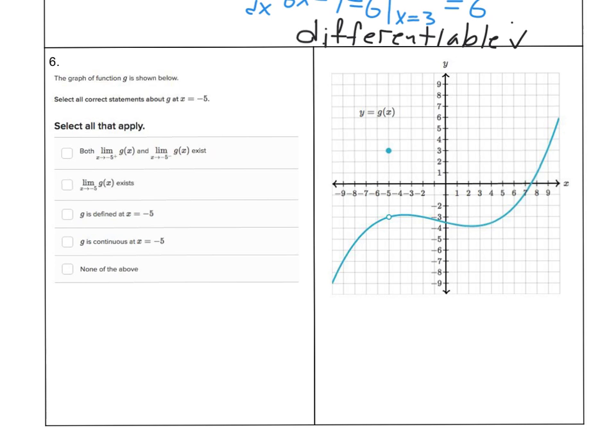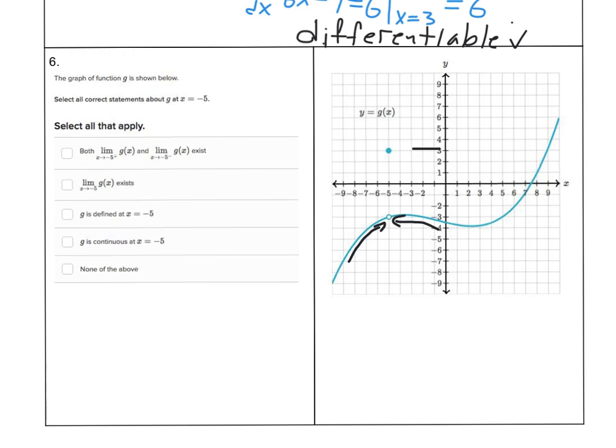In number 6, we're looking at a graph, and we've got to select things that apply here. So at x equals negative 5, I can see by looking at my graph that my limit exists. My function has a value of 3, but it's not continuous here.